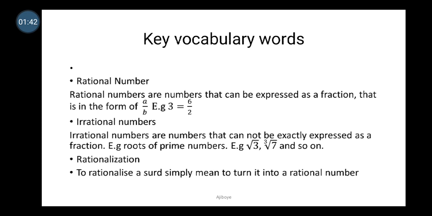Irrational numbers are numbers that cannot be exactly expressed as a fraction. Examples of such numbers are roots of prime numbers. You will see that their decimal part seems to be unending, and that is why they are irrational. So we have square root of 3, cube root of 7, and so on. They are all irrational. Rationalization: to rationalize a surd simply means to turn it into a rational number. That's what we mean by rationalization.